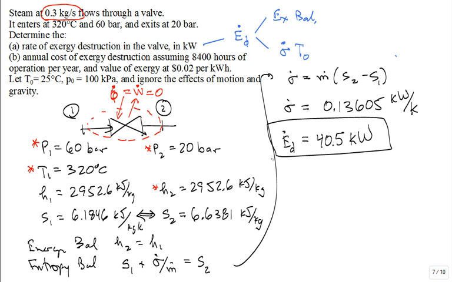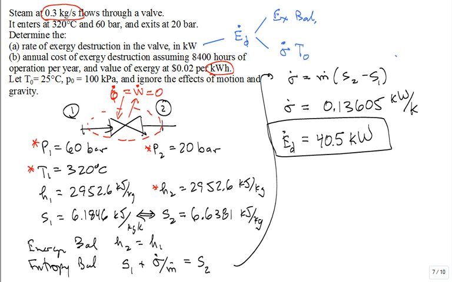Okay, now for part B. The annual cost of the exergy destruction, you want to calculate that, assuming 8,400 hours of operation per year, and the value of the exergy is 2 cents per kilowatt hour. This is kind of a funny unit, but it's common out there, kilowatt hour. I should have maybe put an asterisk or a dot between the W and the H. It's a multiple of kilowatt times an hour. You buy electricity in that unit. All right, so 2 cents per kilowatt hour.